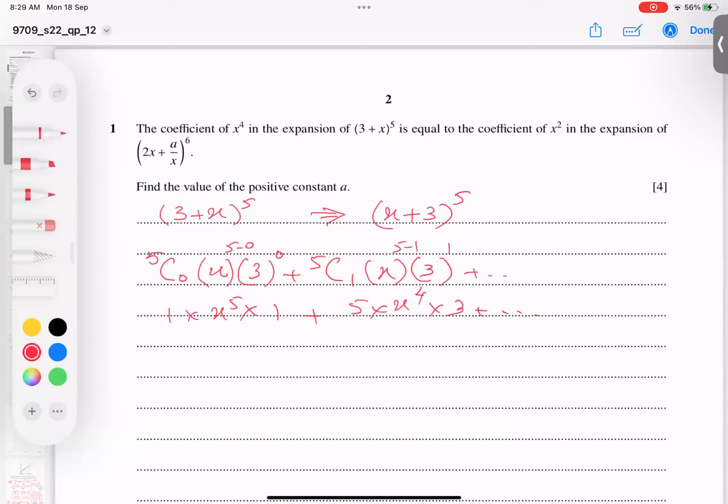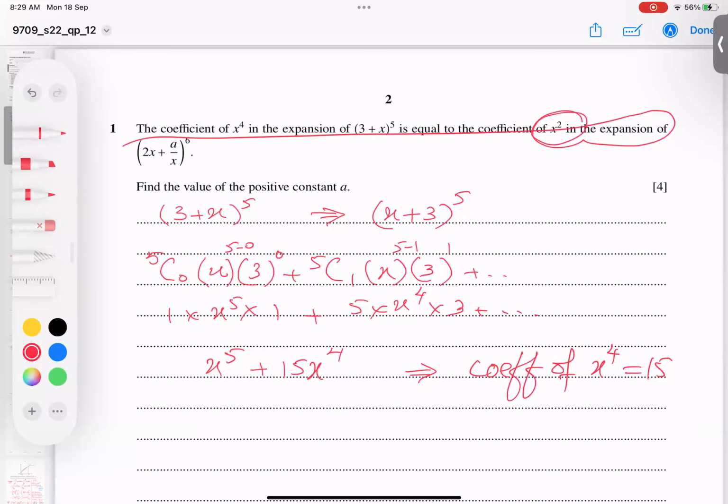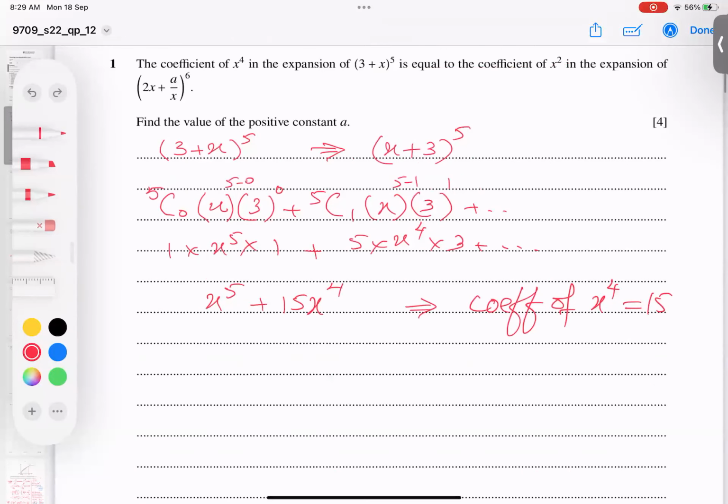So what was I looking for? The x to the power 4 coefficient in this, which is coming clearly from here, 15x to the power 4. So I can say that the coefficient of x to the power 4 is 15, coming from here. I think this part is very, very clear. Let's go for the next part. According to the question, he said the x squared coefficient in this. So let's try to do the second one.